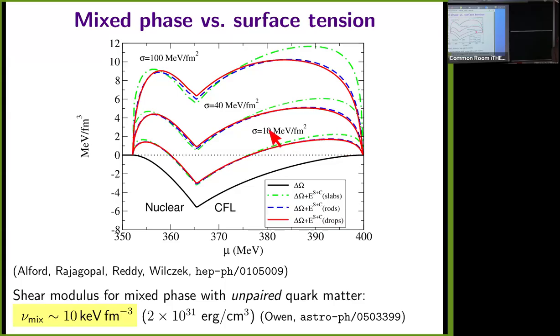And now, if you introduce surface tension, these families of lines going further up are surface tension of 10, 40, and 100 MeV per cubic Fermi. That reduces the range in which the mixed phase is favored. Here, it's only favored relative to the neutral phases in a smaller region, and if you turn it up to 40, it's never favored. You go straight from neutral nuclear to neutral CFL. And the different colors are different arrangements of the mixed phase. Is it droplets or rods or slabs? Those are the names that people give, pasta, like spaghetti and lasagna and so on. Okay.